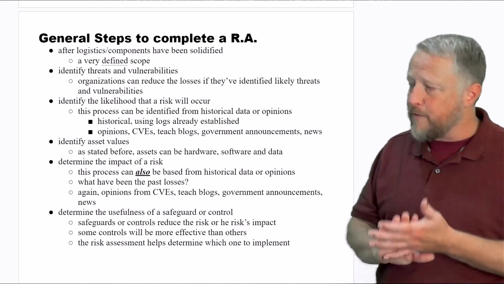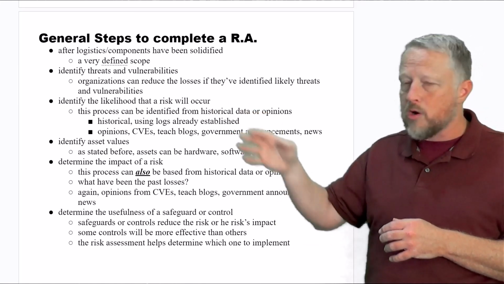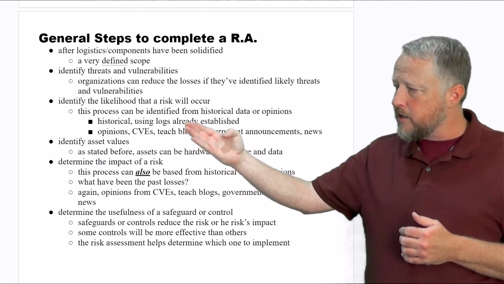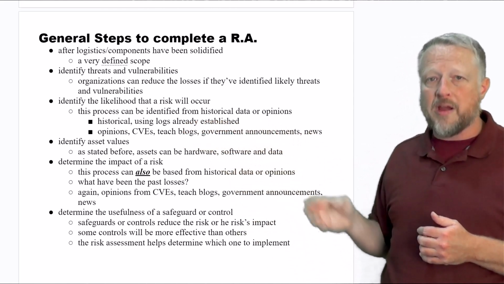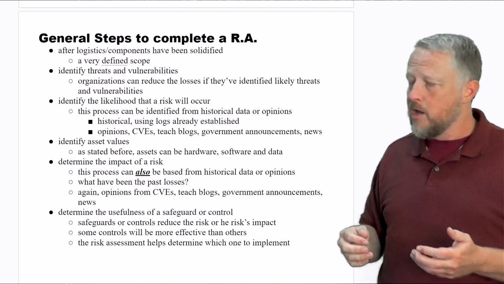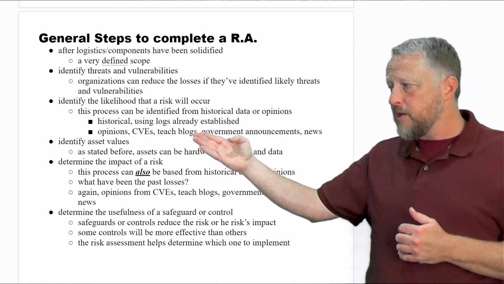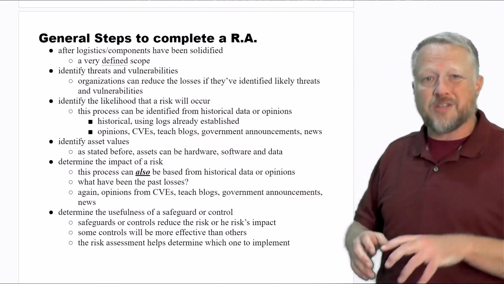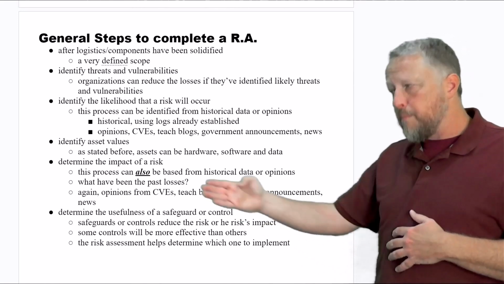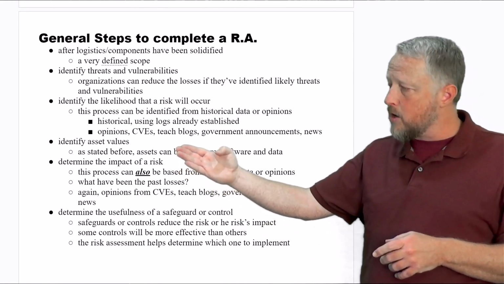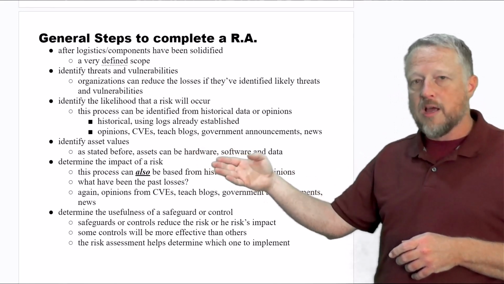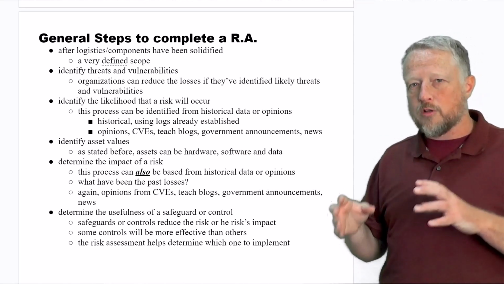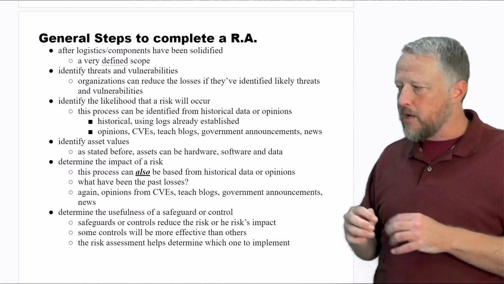They need to identify the likelihood a risk will occur. That's kind of tricky because you're basically going to use historical data or opinions to do research on this. Historical could also be using logs that have already been established with your group if it's been running for a while, instead of developing something new. The opinions are going to come from the CVEs that we talked about, the tech blogs, government announcements, news, and all of that stuff. And we'll go over a little bit of that in detail in a bit.